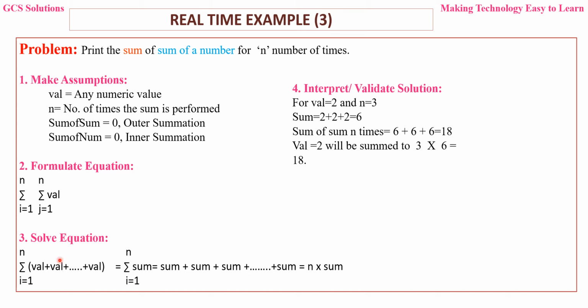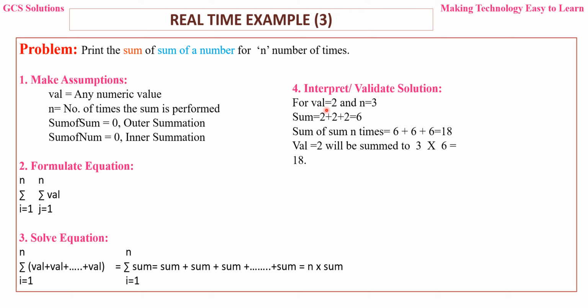Now I can solve the equation. So I have this sum of sums for summation of i equal to 1 to n. The inner sum is nothing but j equal to 1 to n, that is val you are summing how many times? n times. And whatever sum you are getting, that again you are summing how many times? n times. So it will be sum plus sum plus sum up to n times. So it will be n into sum. If we try to mathematically do that, it will be n into sum, something like this. So we'll try to justify it. Interpret and validate the solution.